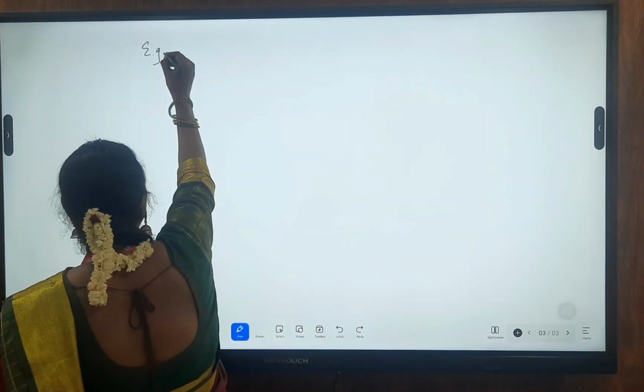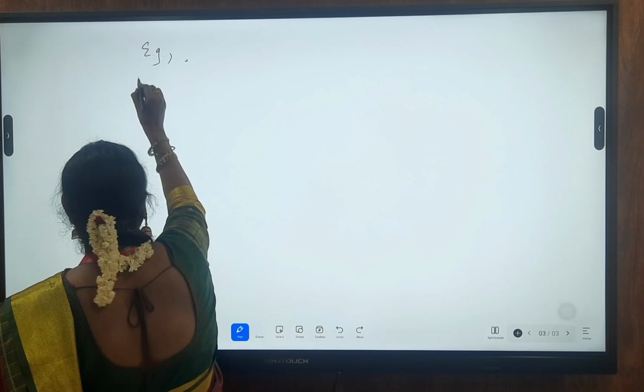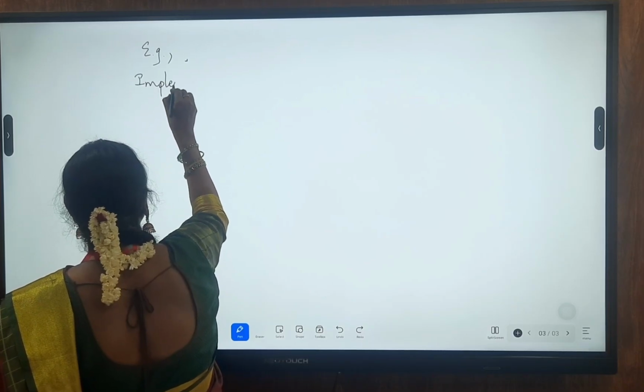Now we will see an example for this multiplexer design. Implement the Boolean function.